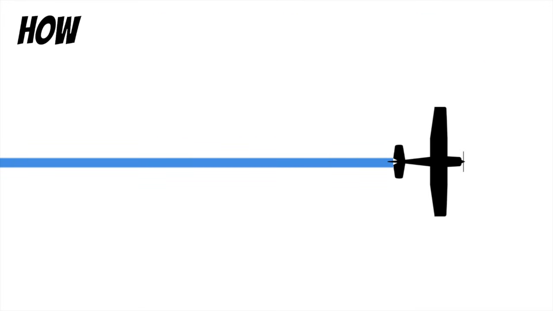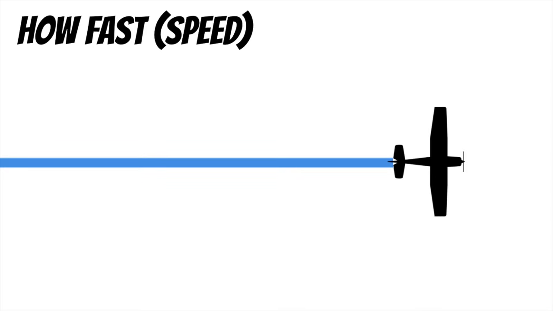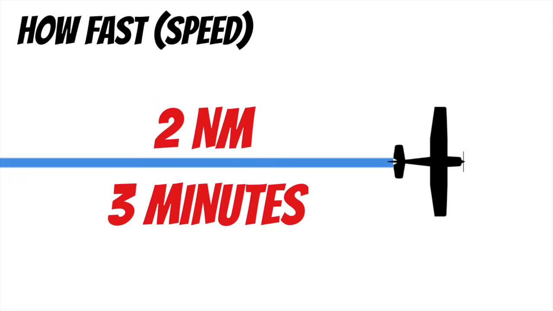The first calculation we're going to be making today is to determine how fast we're traveling. Let's say we flew for 2 nautical miles and it took us 3 minutes to get there. How fast are we going? Okay, so we want to know our speed in relation to hours, but what we have is our speed in relationship to 3 minutes. Well, that's not useful for anyone.